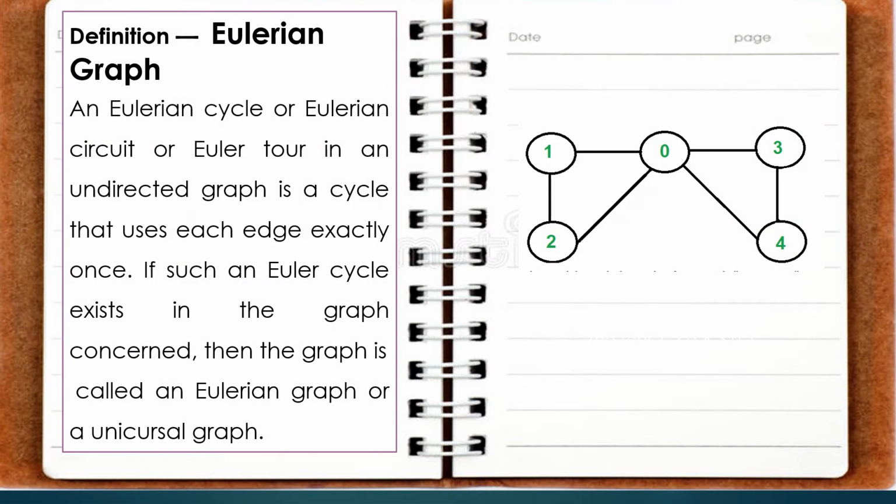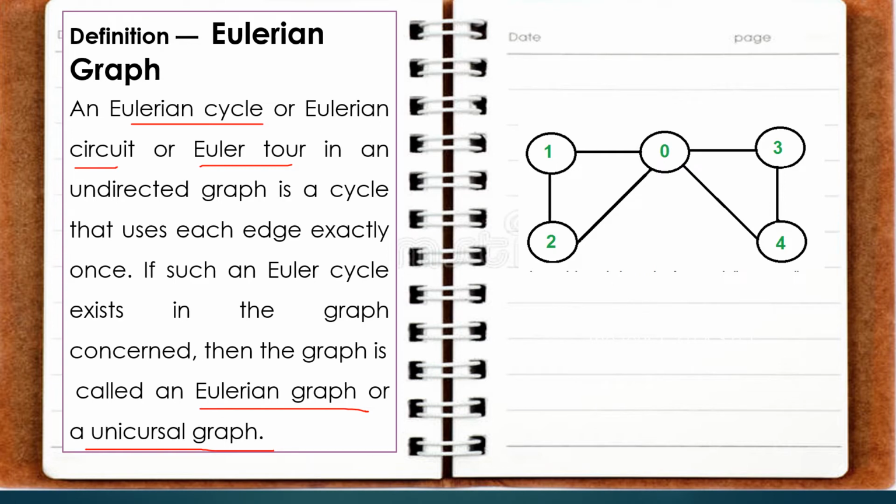Now this is an Eulerian graph. An Eulerian cycle or Eulerian circuit or Euler tour in an undirected graph is a cycle that uses each edge exactly once. If such an Euler cycle exists in the graph concerned, then the graph is called an Eulerian graph or a unicursal graph.